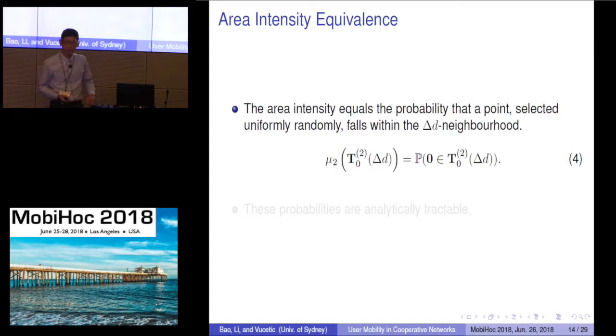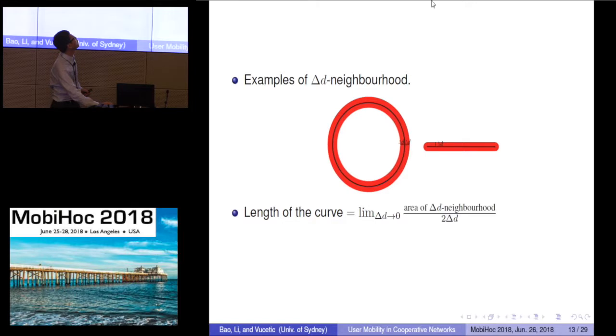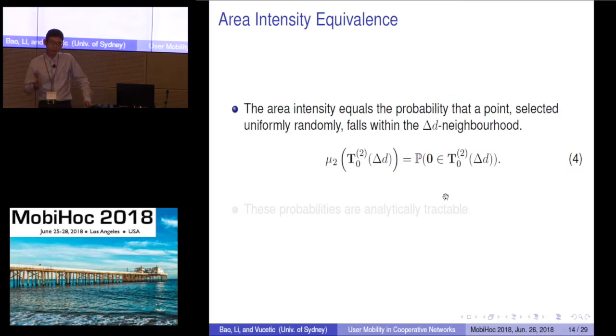By doing so, we can characterize the length by characterizing the area. Let's return to the problem itself. We want to characterize this area, and we convert this area to a probability. The area intensity is equal to the probability that a uniformly randomly selected point falls within the delta D neighborhood. So basically mu2 is equal to the probability that a randomly selected point falls within the delta D neighborhood. If we want to characterize this area, we can just randomly throw some points on the plane, and the area is equivalent to the probability that a point falls within the area. By doing so, we convert this area to a probability.